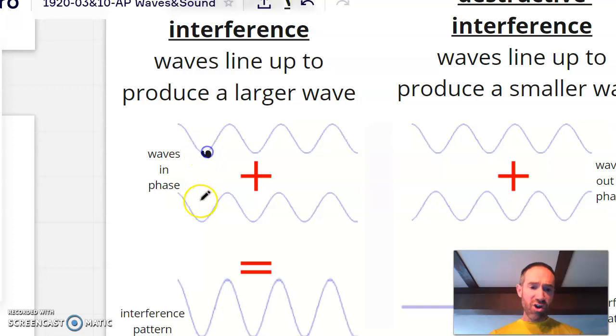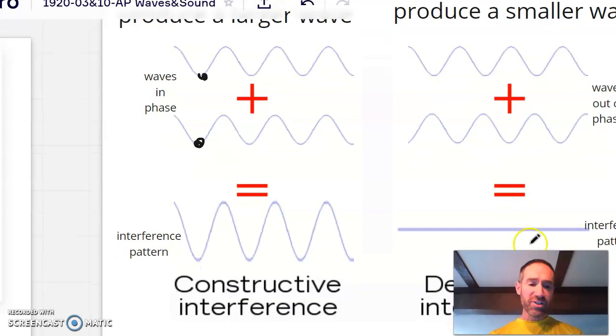This trough and this trough are lined up on top of each other, and look down in the interference pattern, we're getting a super trough. At the same time, we have a crest lining up on a crest, and look down in the interference pattern, we're getting a supercrest. Constructive interference whenever they are lined up in phase, whenever I have a positive amplitude adding on to a positive amplitude, or a negative amplitude adding on to a negative amplitude, both examples of constructive interference.